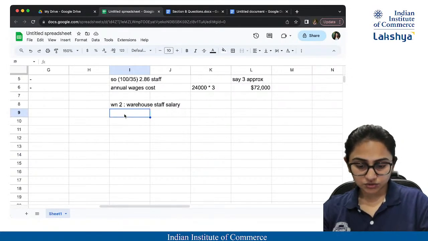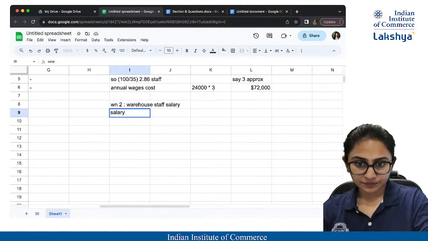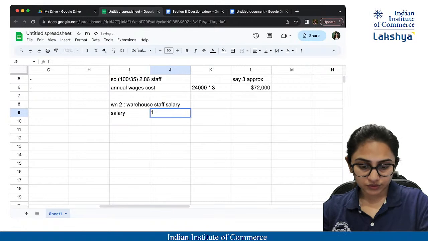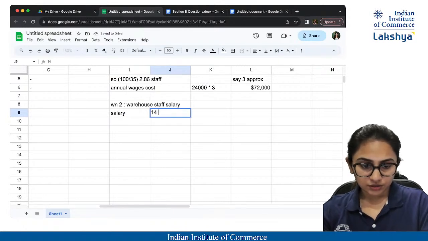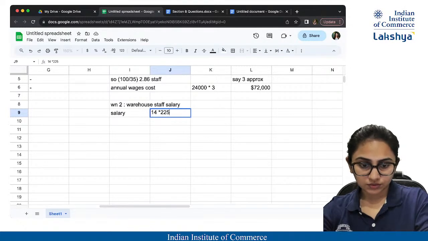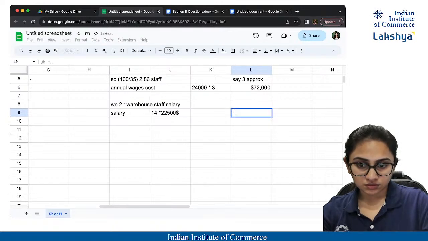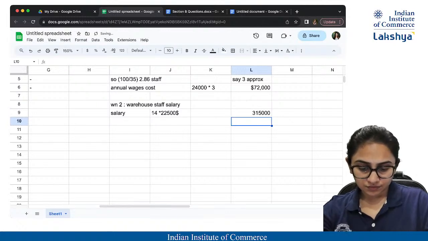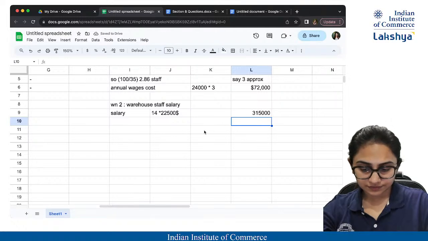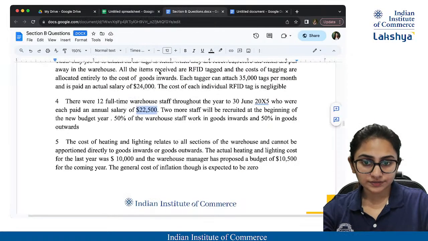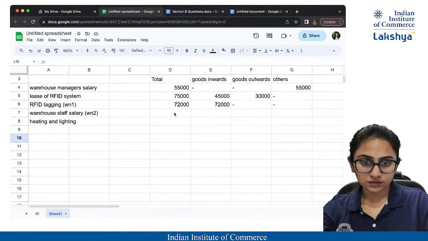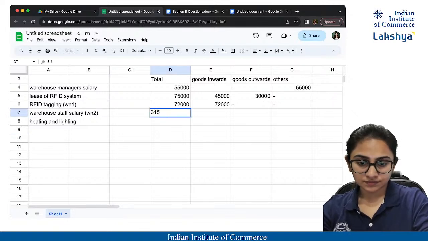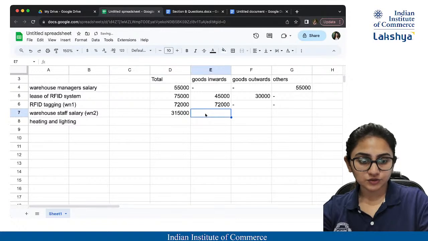Warehouse staff salary is how much? Is 14 into 22,500. That will give you how much? 3,15,000. And how to allocate it? 50% goods inward, 50% goods outward. So 3,15,000. Small calculations, you do it on Excel only.